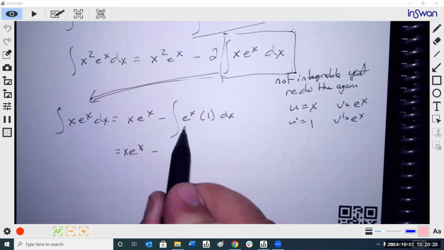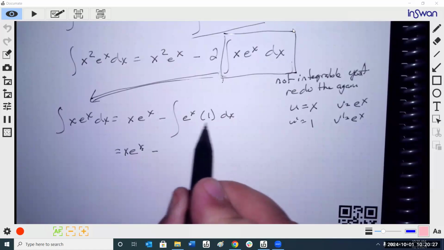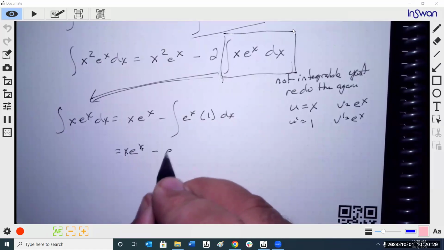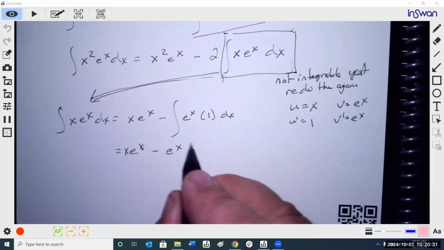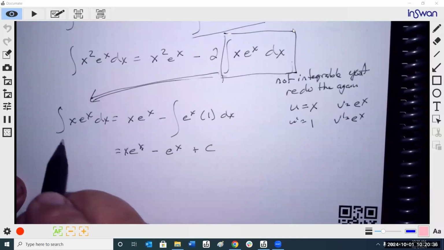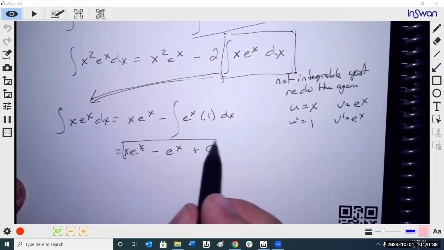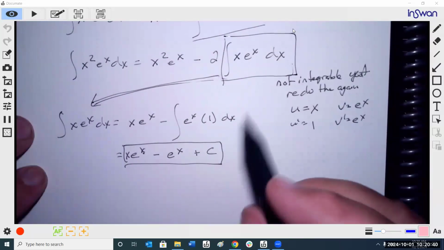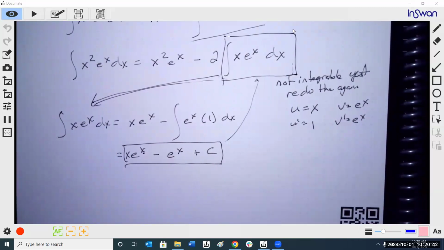Okay, so now we have an integral of e to the x. Well, the integral of e to the x is simply e to the x. Since it's an indefinite integral, it's plus c. So this takes the place of that.